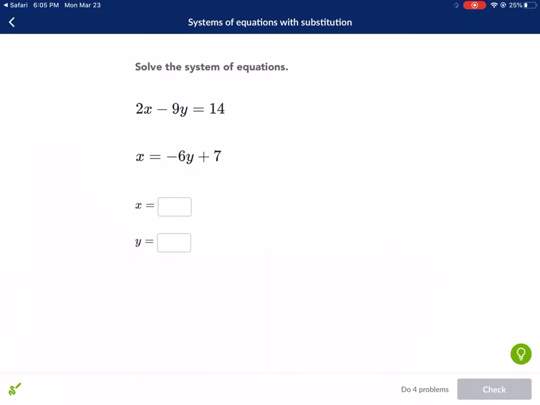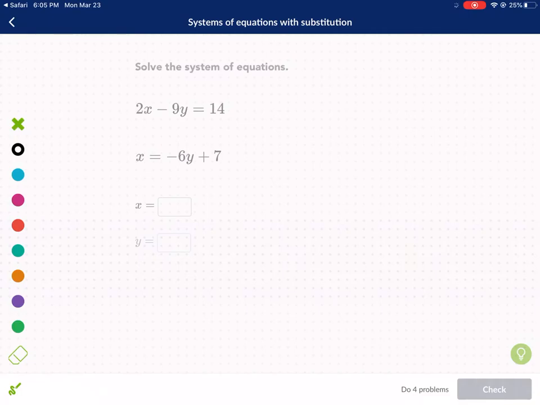It says solve the system of equations 2x minus 9y equals 14 and x equals negative 6y plus 7. A way you know it's a system is because there are two or more equations, in this case two. And to solve the system means to find the values of x and y that satisfy both equations, that make true statements in both equations. If we were to graph these two equations, we would see the intersection where the solution is.